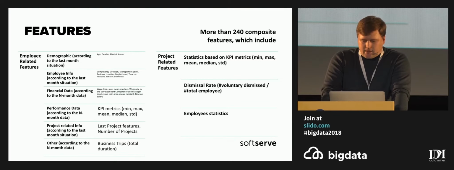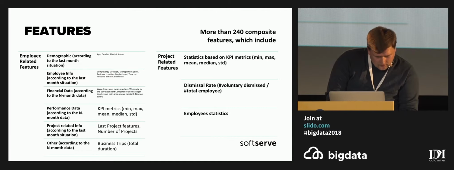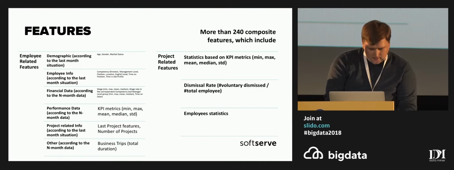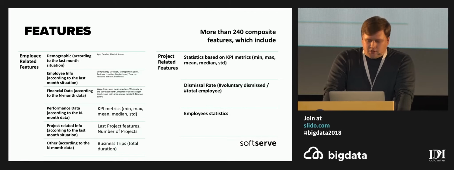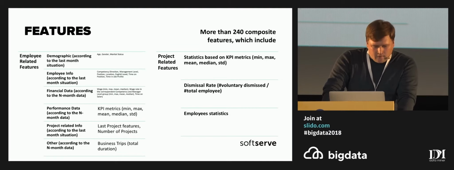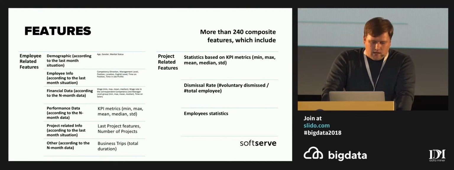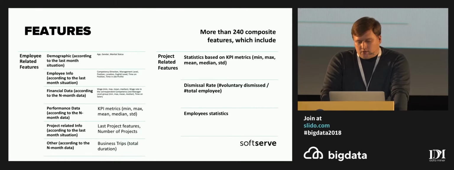How did we describe an employee? We described an employee using the following features. Firstly, demographic information according to the last month's situation, for example age, gender, marital status. Next, position information: competency, direction, management level, position, location, English level, time on position, time in job profile. Next, financial data according to the last month, for example some statistics of wage and wage rate in the corresponding competency and management level group, and time on salary. Next, performance data. We use some KPIs about performance in the project.